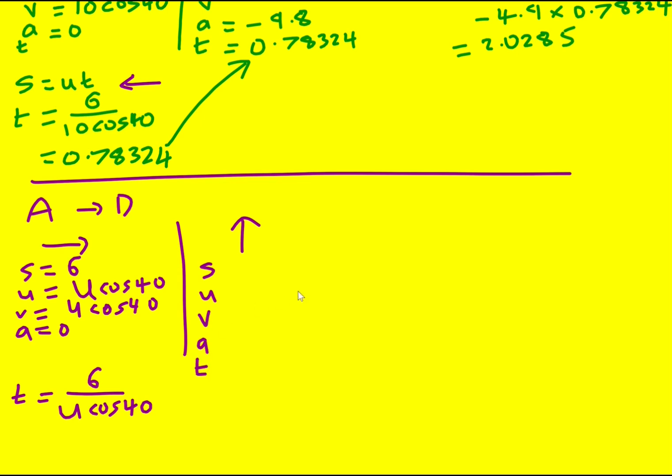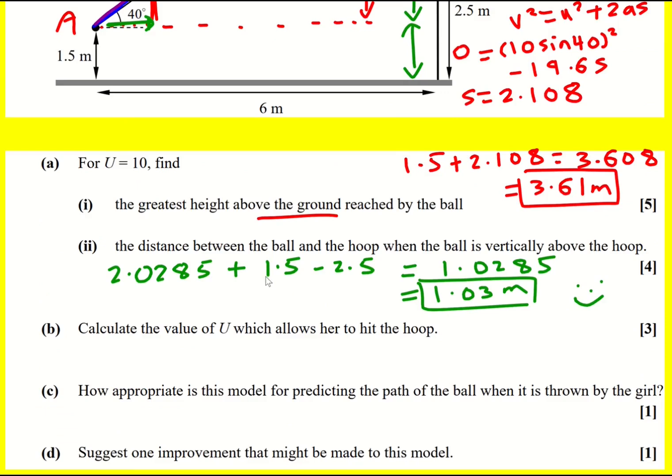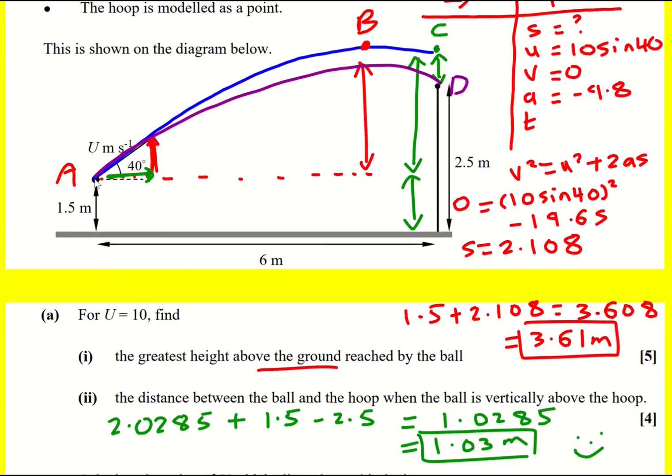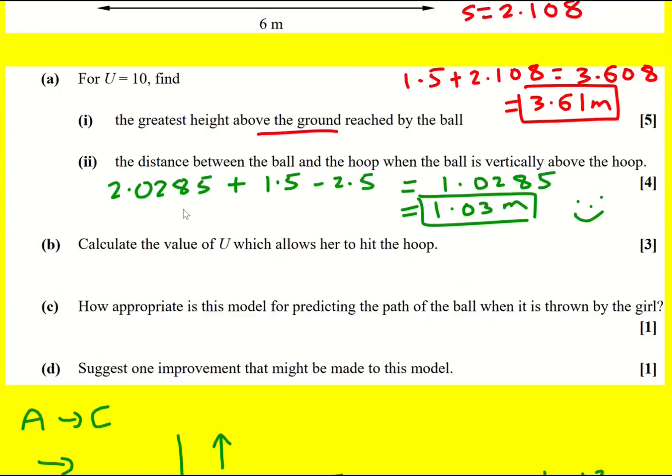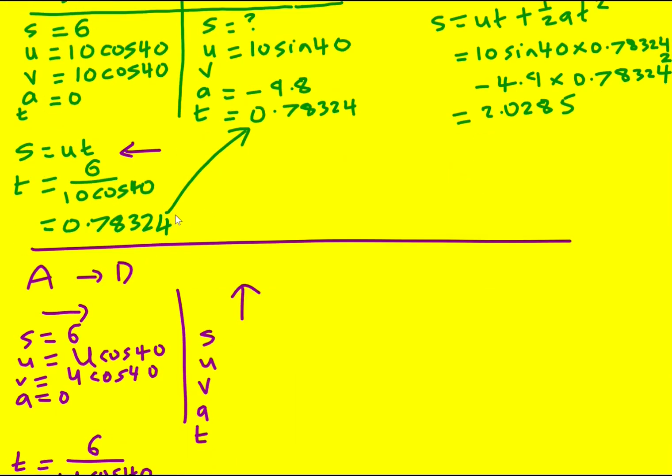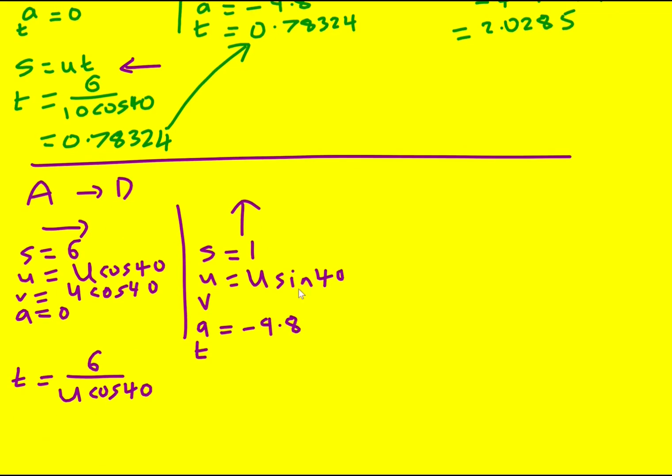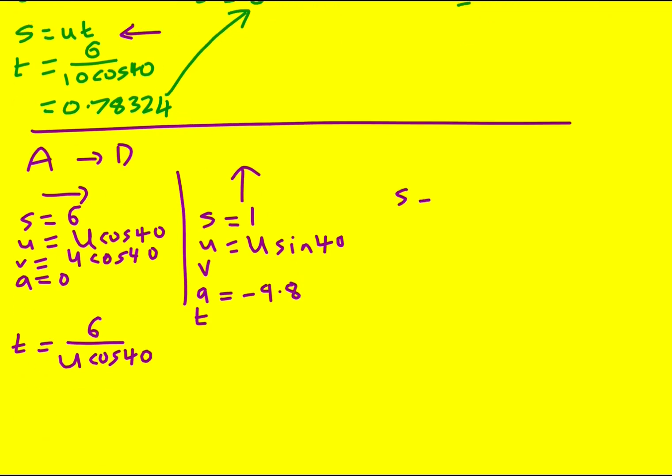Now this time, in order to hit the hoop, remember we started here, so we want to go up 1 meter exactly, because that's how far the hoop is above our starting point. That's very important. Got U sine 40 and A is minus 9.8. So again, we can use S equals UT plus a half AT squared.